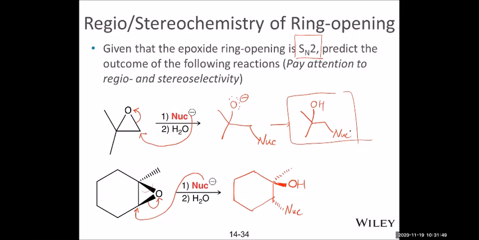So when you have one of the stereoisomers of an asymmetrical epoxide, you get only one product as the major product. For this reaction, keep in mind it's an SN2 reaction, so there's basically an inversion. Inversion happens on this carbon.